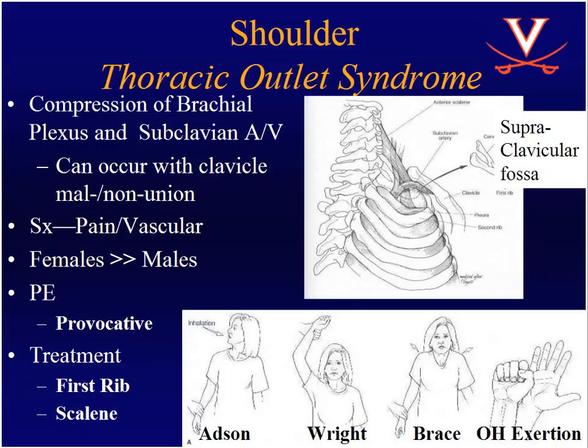Moving on then to thoracic outlet syndrome, it's an unusual problem that can be related to a cervical rib or a scalene muscle hypertrophy. It can occur also sometimes with a clavicle non-union or malunion. It occurs more commonly in females, and there are four different tests for these, all provocative. Adson's, Wright, military brace test, overhand exertion test, all of those tests either diminish the pulses or develop those symptoms when they do those. And the treatment then is to remove that cervical rib or the offending structure. Typically, this is done by a thoracic surgeon.